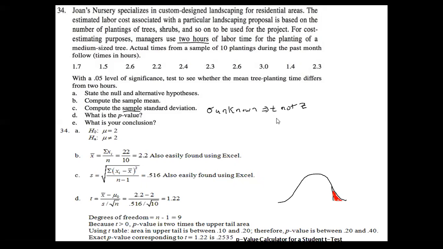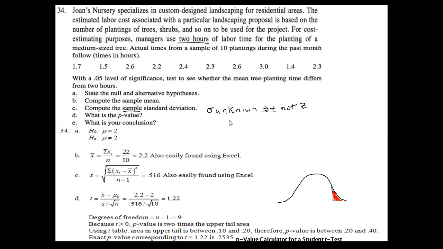So since sigma is unknown, we're going to use the t and not the z critical value. So first, let's do our hypotheses. We want to use 2 hours. So in this case, a lot of the ones I seem to have picked are all two-tailed tests. So this one again is mu is equal to 2 for the null and mu does not equal 2 for the alternative. Now we can just plug this into our calculator or Excel or whatever, and come up with this sample mean of 2.2 and sample standard deviation of 0.516. So either one of those can be found in Excel or your calculator or whatever you have.